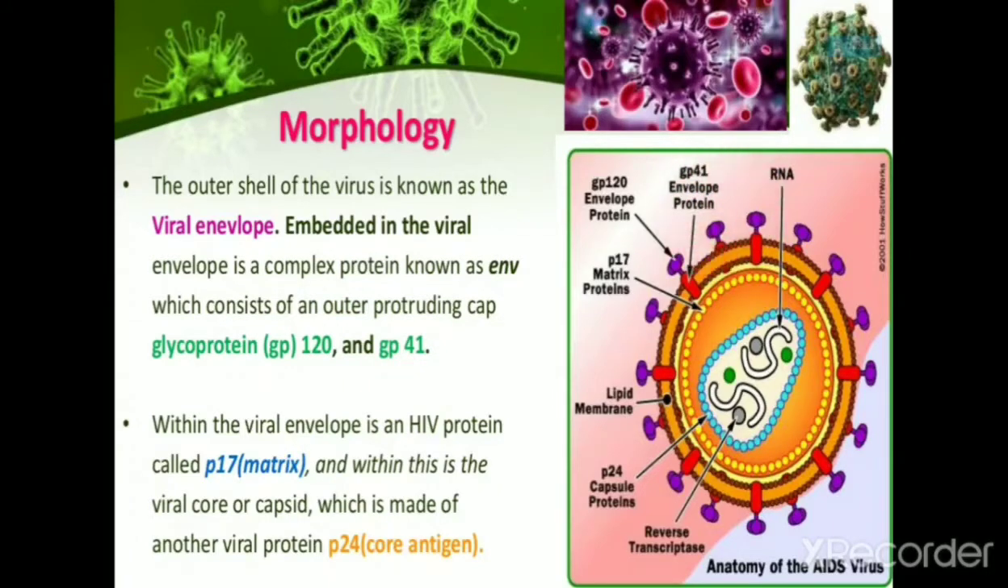So what is the function of this glycoprotein 120? This glycoprotein 120 is required for the attachment of this HIV virus with its target cell. Target cell means the cells which have the CD4 molecule. So the main cell affected in HIV infection is the T helper cell. T helper cells have CD4 molecules on their surface. So this glycoprotein 120 is required for the attachment of the HIV virus with its target cell.